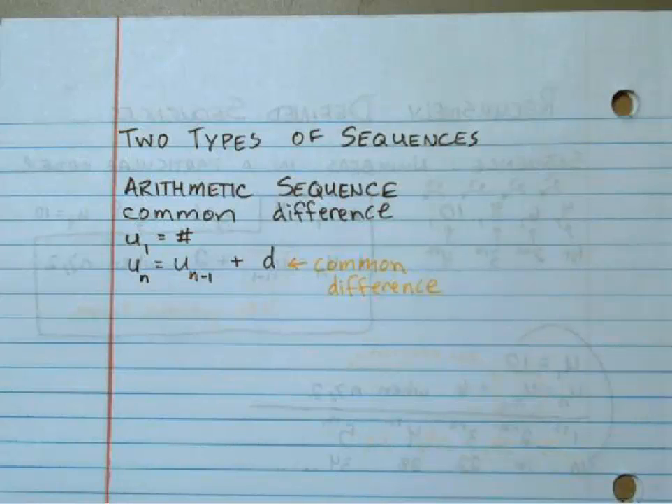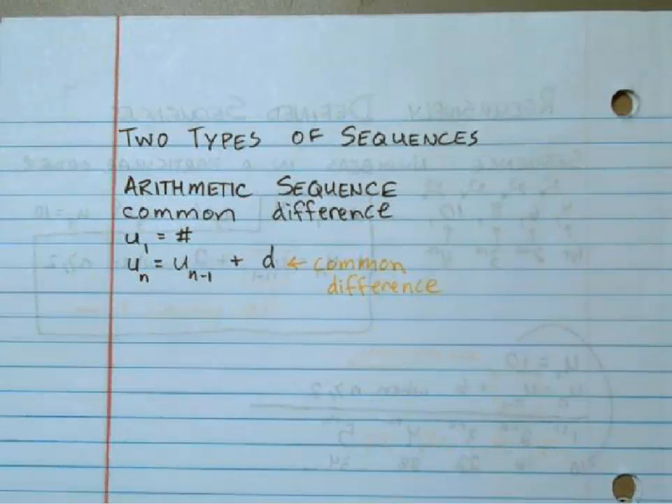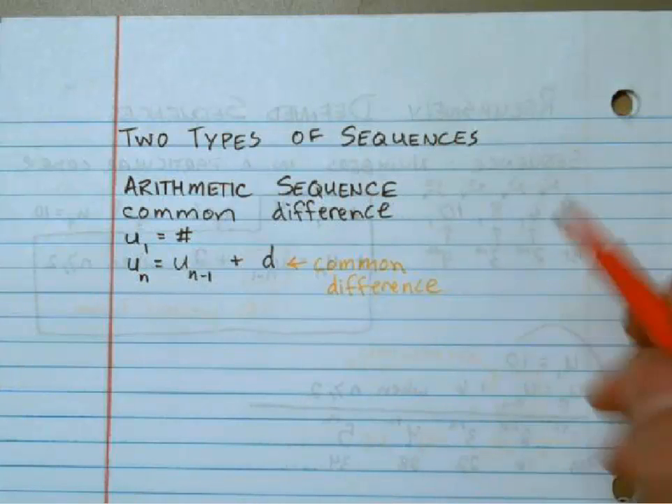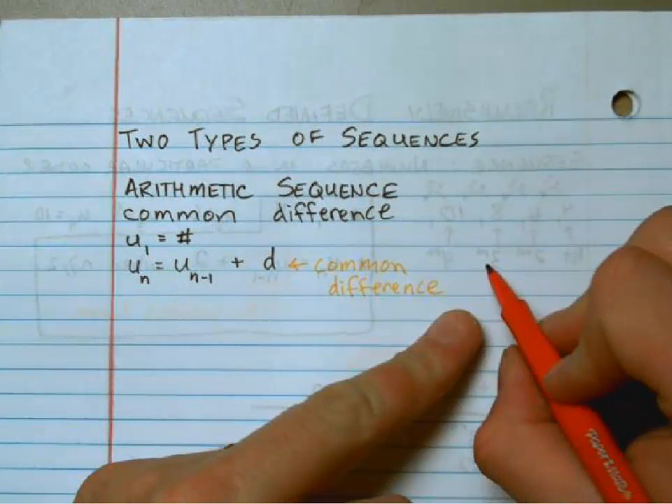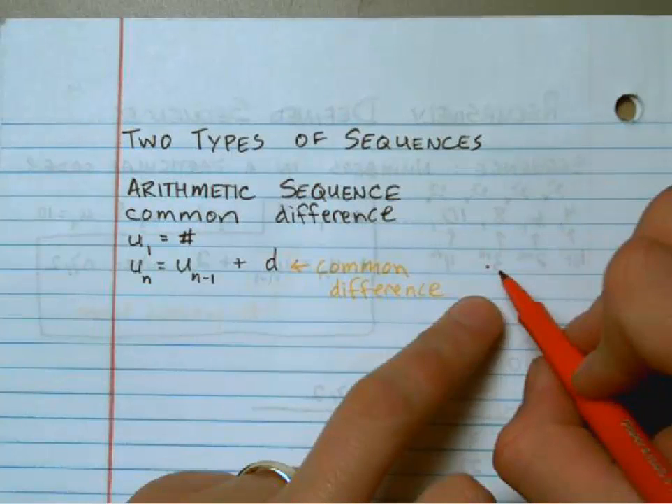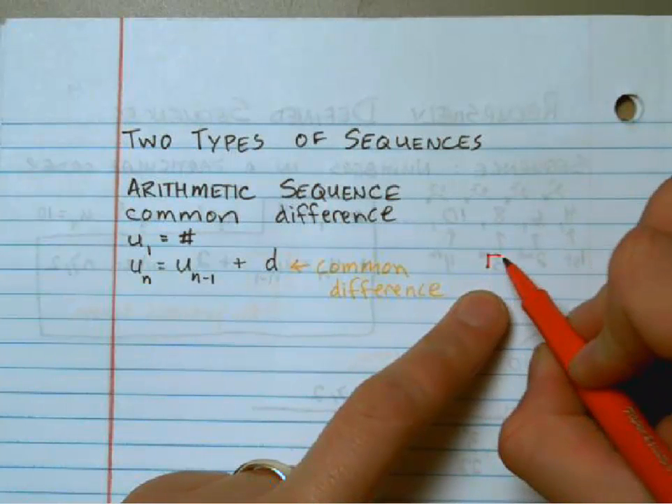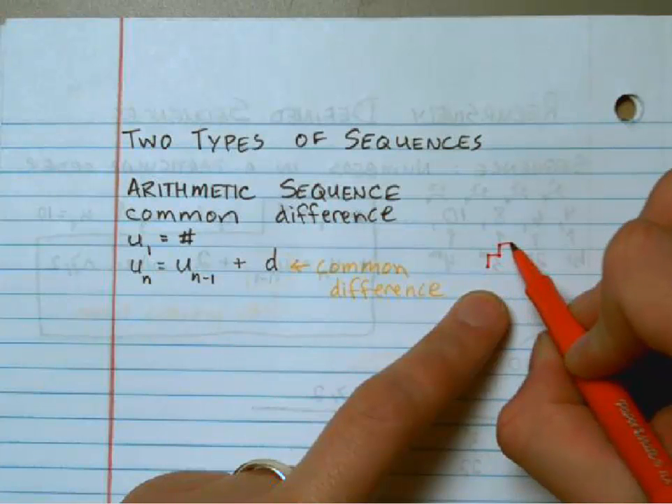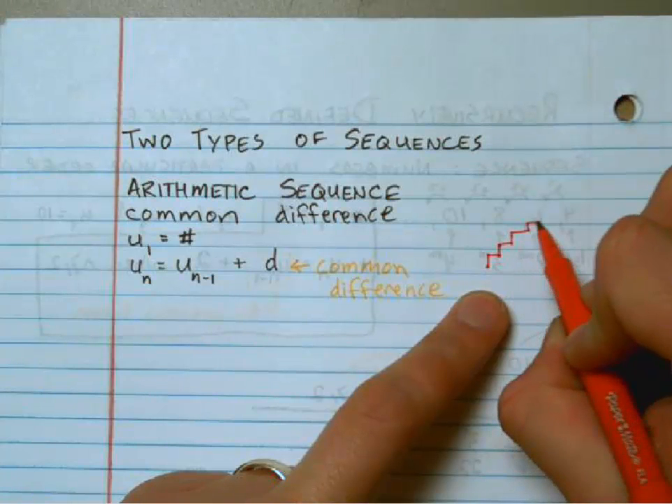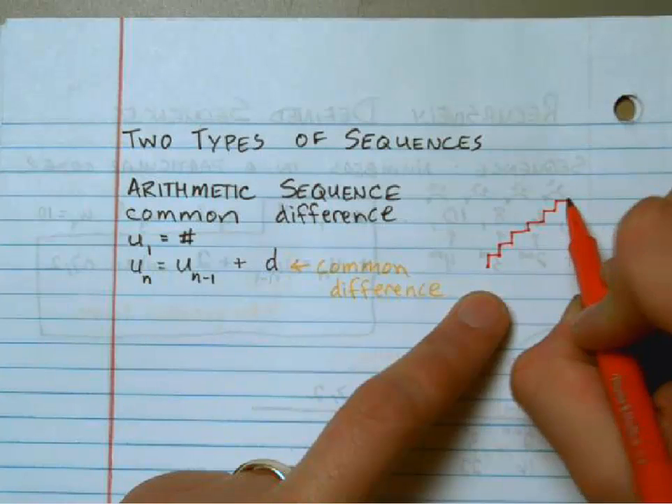You've seen these types of sequences before. You may not have known it, but you have. So the way this works is you'll start off at some number, and then every time you go to the next term, you're going to go up the same amount, up the same amount, up the same amount.